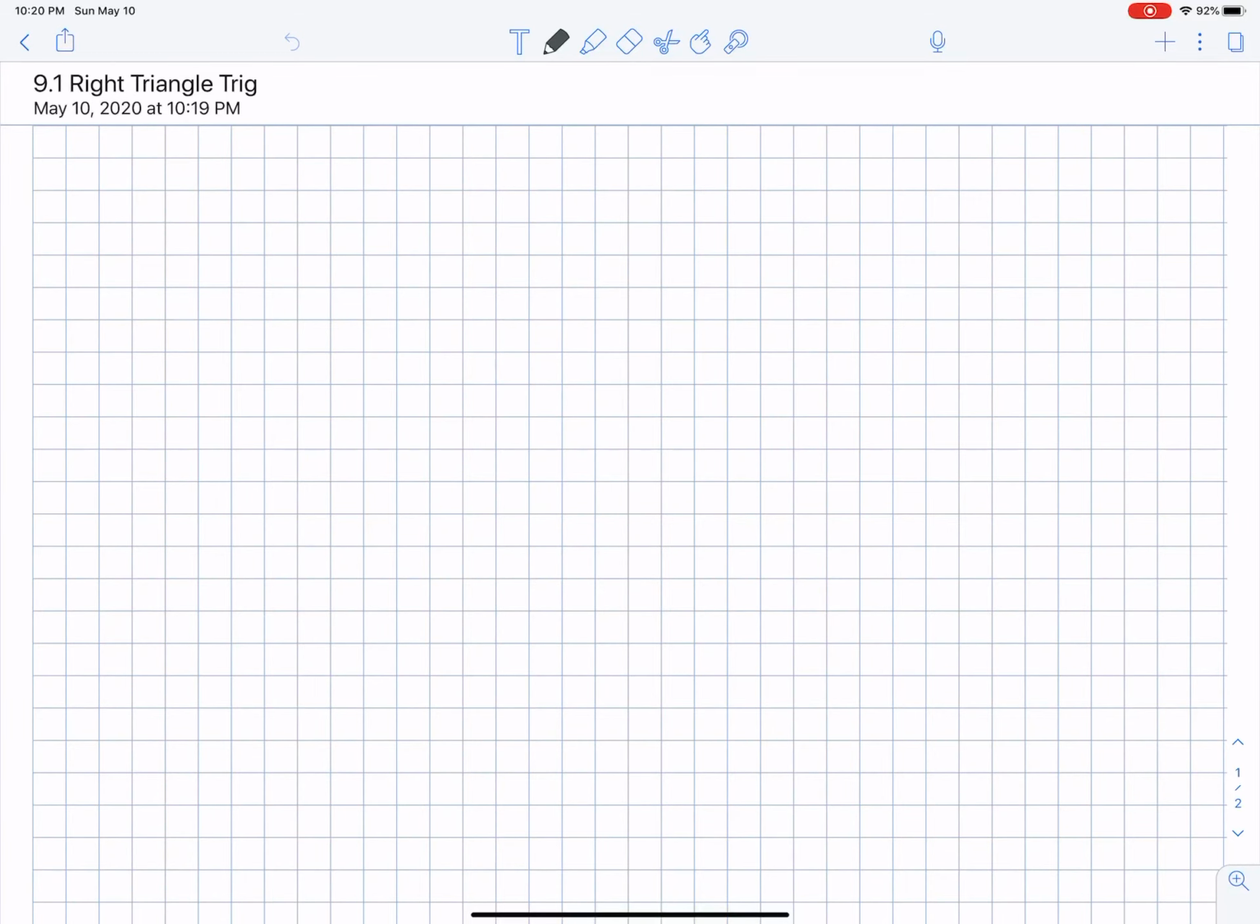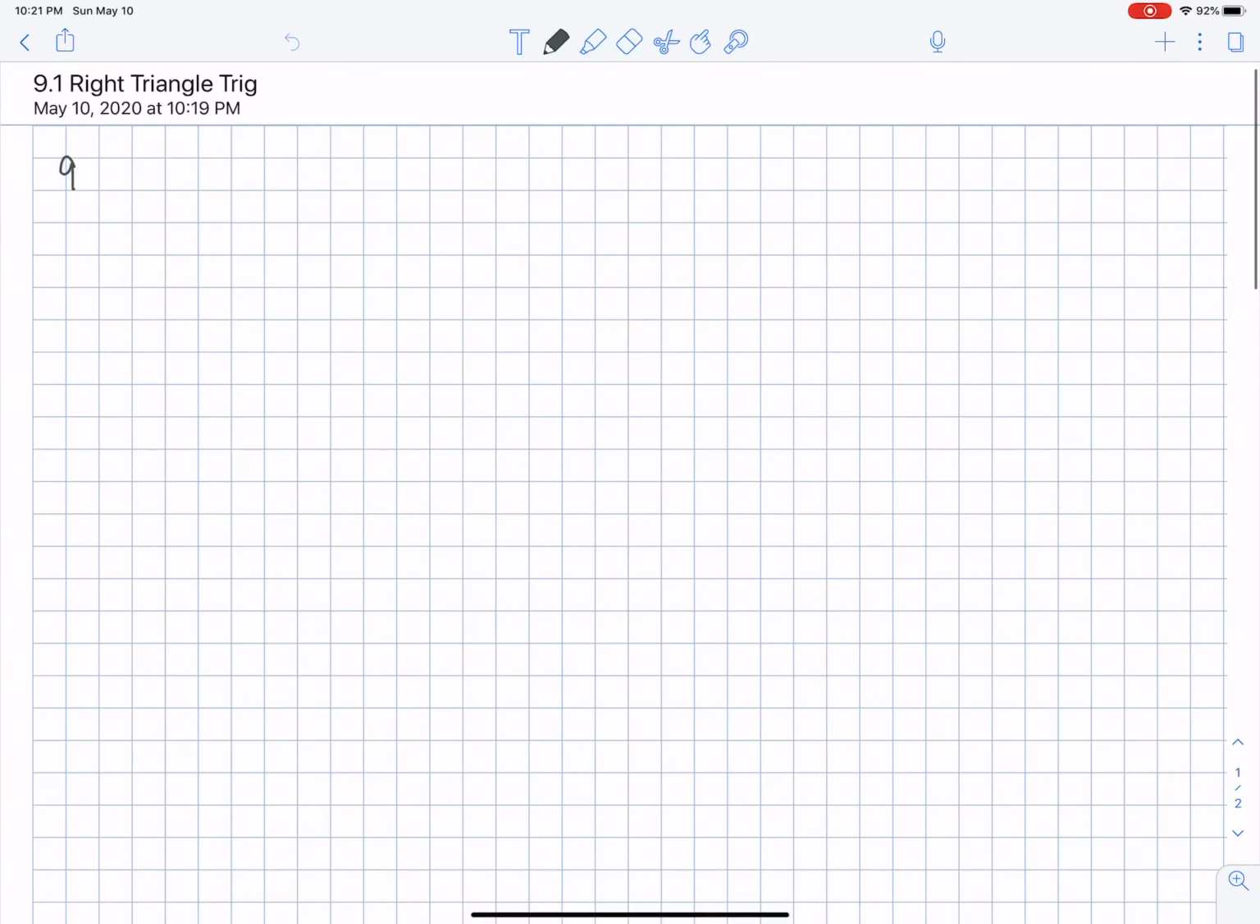All right, Algebra 2. So we are actually skipping ahead a little bit, and we are going to go to 9.1, and this is right triangle trig. And if you ask any math teacher, I bet you that they'll tell you this is one of their favorite topics. It's so much fun. We love working with it.